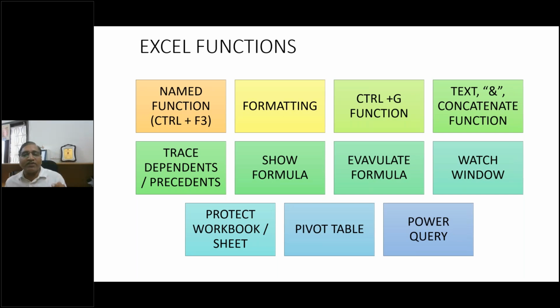Then the formatting functions. Many places we have to ensure that the balance sheet asset and liabilities totals are tallying. Otherwise, some indication or color should be given so that the difference is highlighted in a different color. For that, we are going to use the formatting function. Then Control G is one function where we have multiple options, which I am going to show you in this Excel. Then the concatenate and the text functions we are going to use.